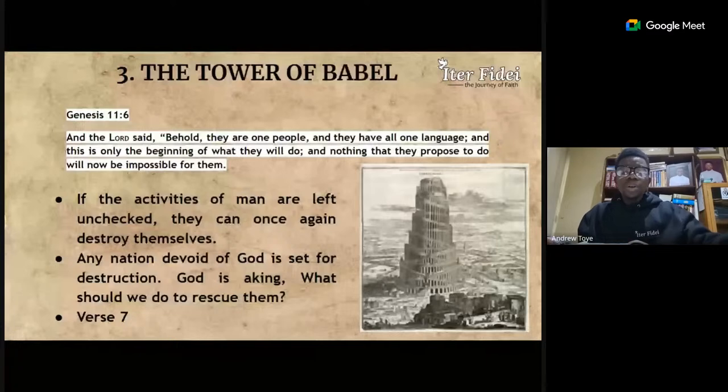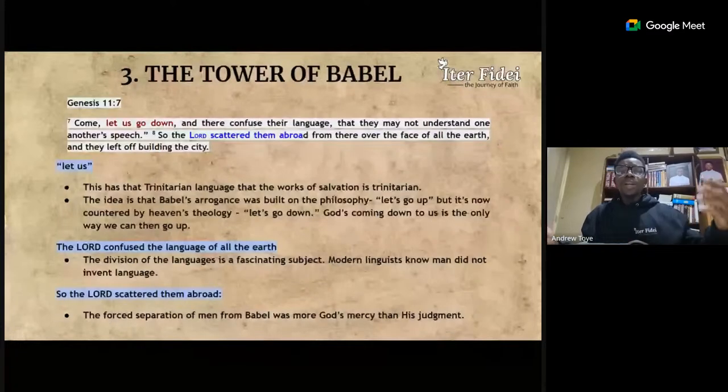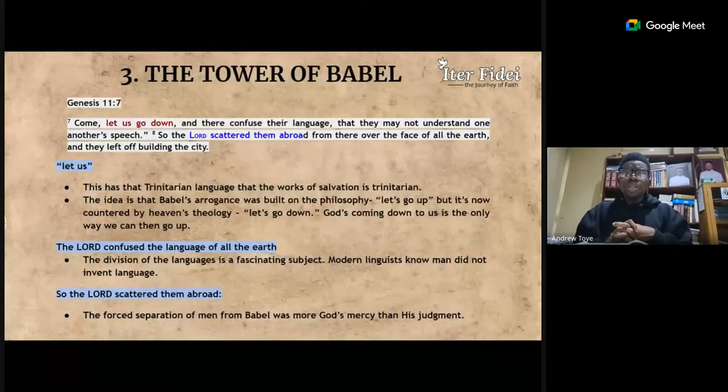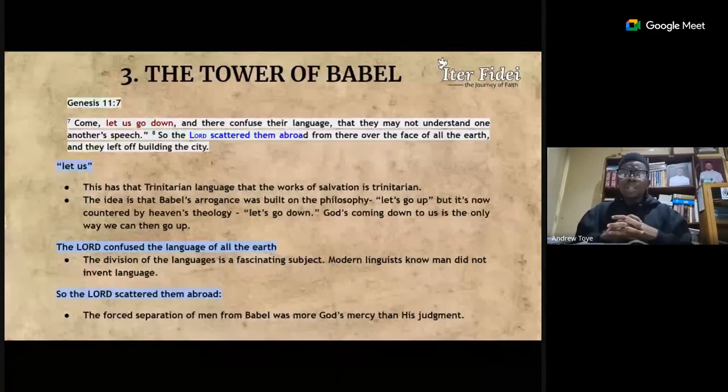In verse 7, God says, come, let us go down and there confuse their language. Let us go down. This is a Trinitarian language. It shows that the works of salvation are Trinitarian. And we've come across this before in Genesis chapter 1, verse 26, when God said, let us create man in our image, the plurality of persons in God.